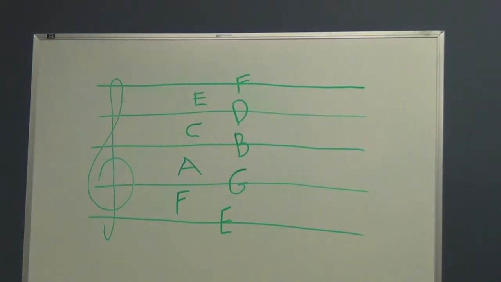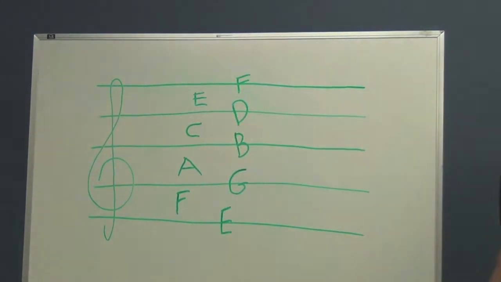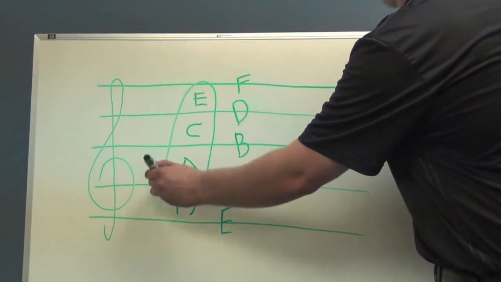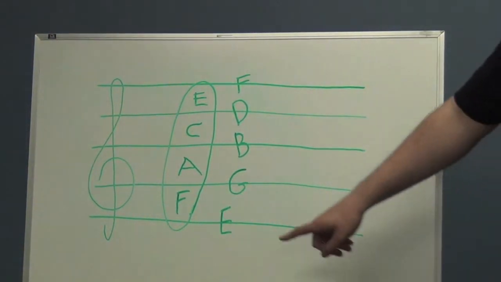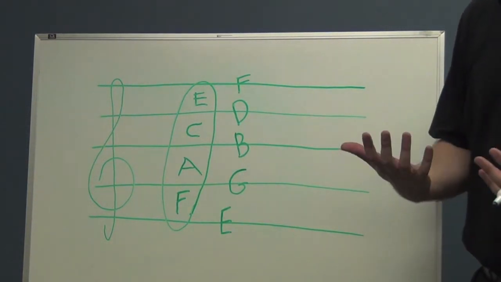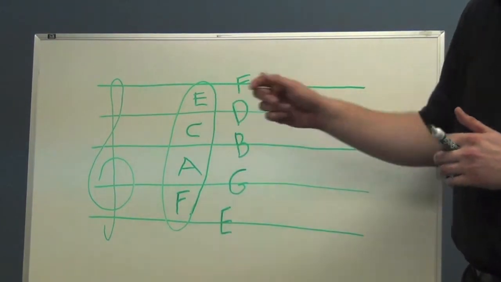Now we have a couple of shortcuts that we can use. We're going to take a look at the spaces only and pretend like we're doing a little word search. So if I just circle up right here, reading from the bottom to the top, you can see that the spaces spell out FACE. It works out perfectly. They even made it so it rhymes with space. So if it's on the space, it spells FACE.